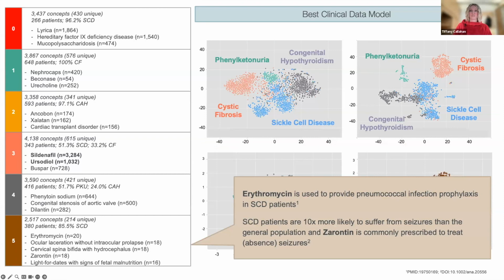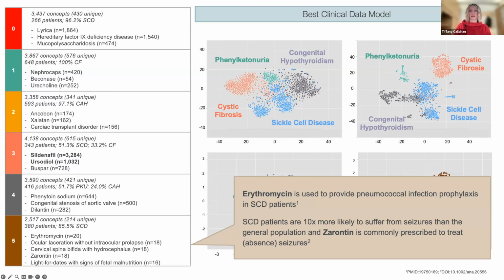And for the final clinical sickle cell disease subphenotype we observed, we saw erythromycin. So this is used to provide pneumococcal infection prophylaxis in sickle cell patients. And sickle cell disease patients are 10 times more likely to suffer from seizures than the general population. So seeing something like Zerantin as a very important feature makes sense because it's really commonly prescribed to treat these kinds of seizures. So this gives you a feel for how the 3 different phenotypes that we observed for sickle cell disease when using only clinical data differed, basically. What was it that was driving them apart?